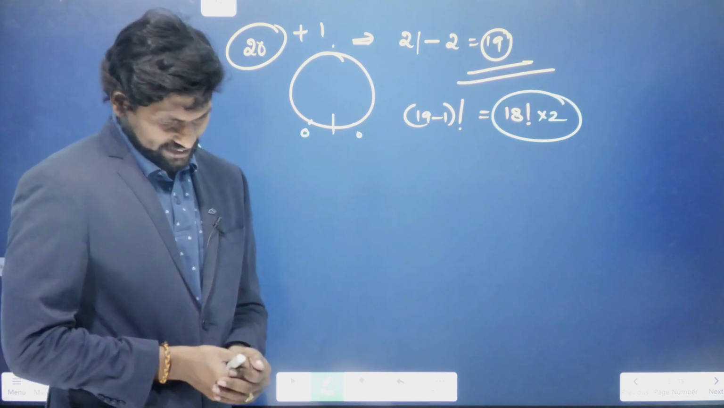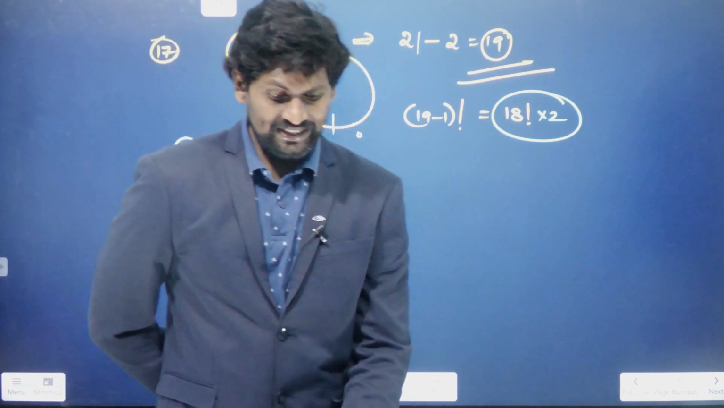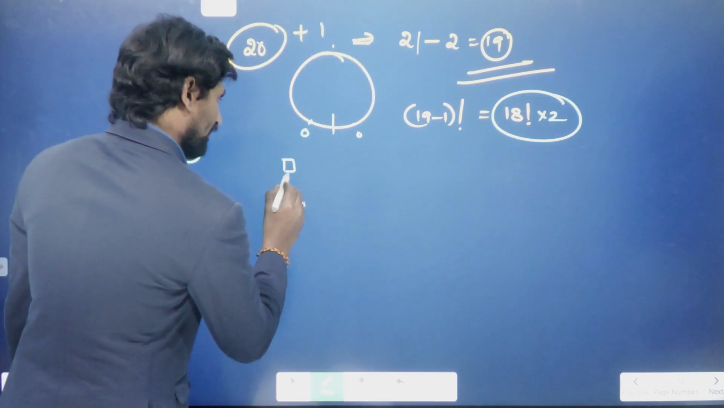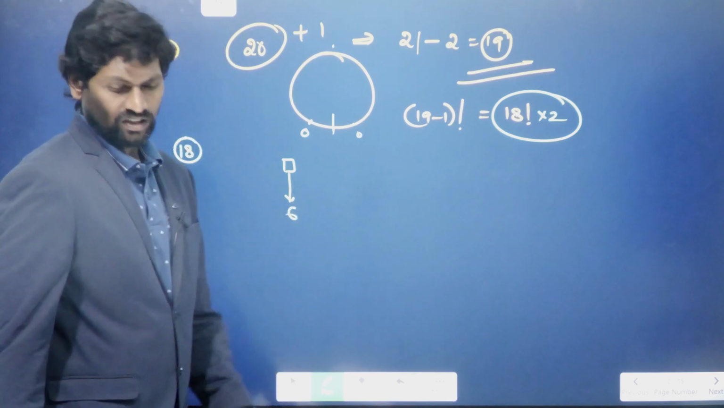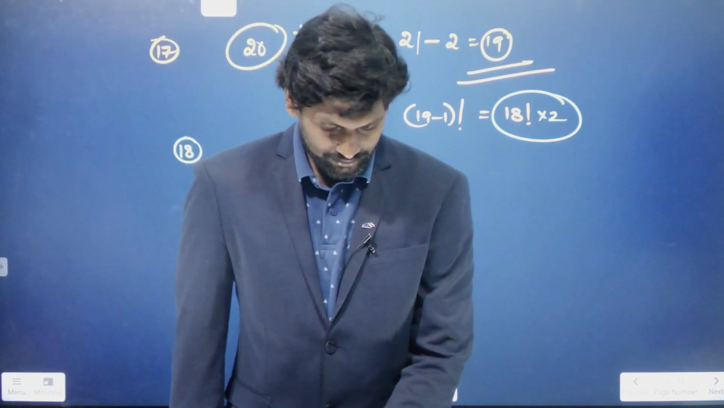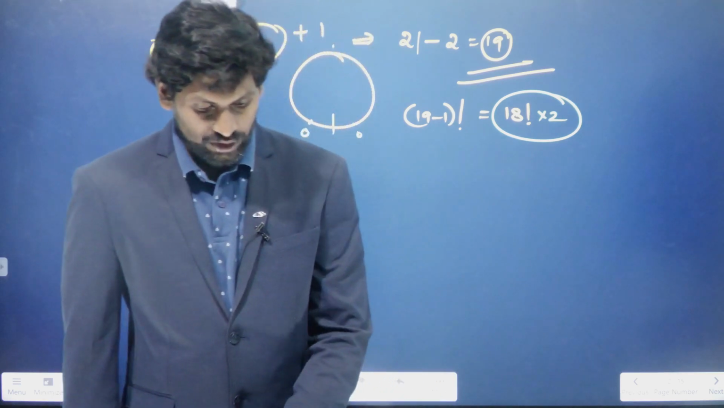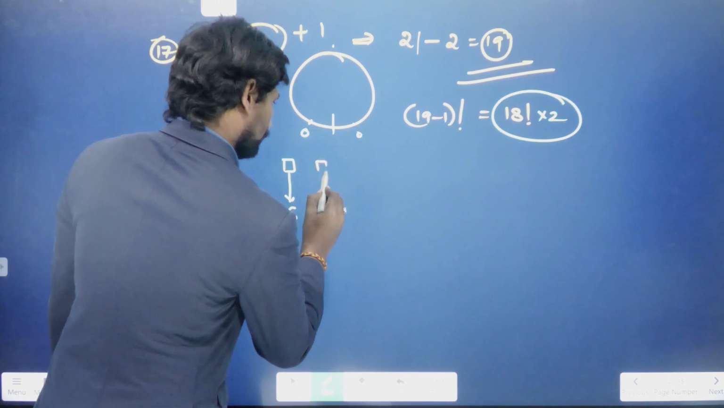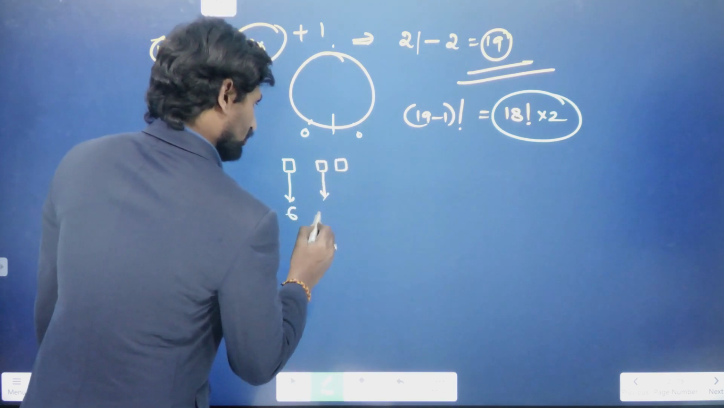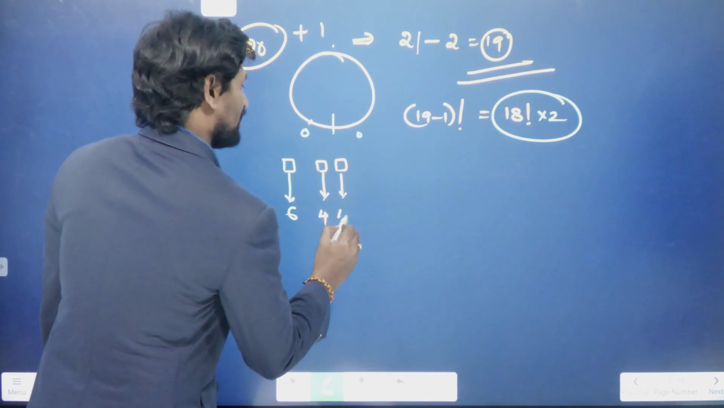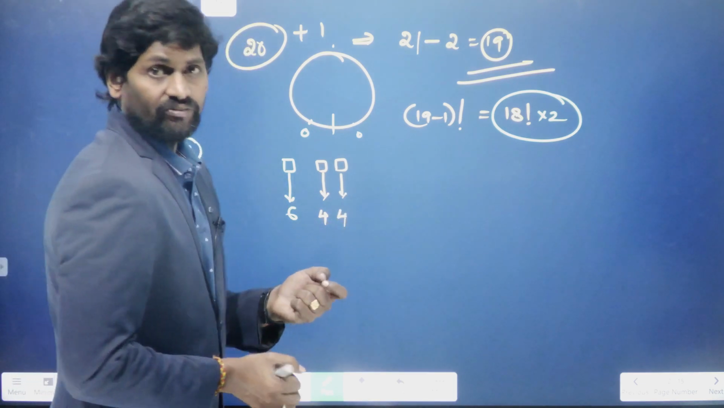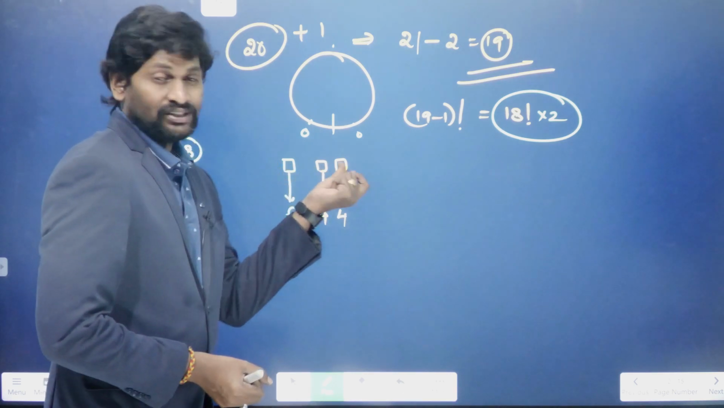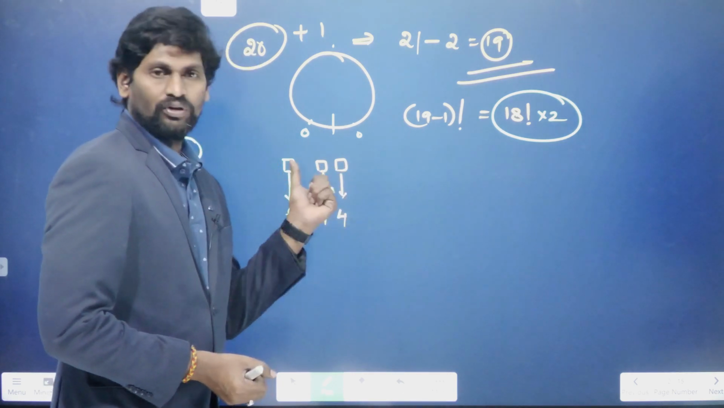A library has 6 copies of one book, and 4 copies of each of 2 books. To identify them, I am changing the color, so each color represents a book. First book, 6 copies. Second and third books, each with 4 copies.